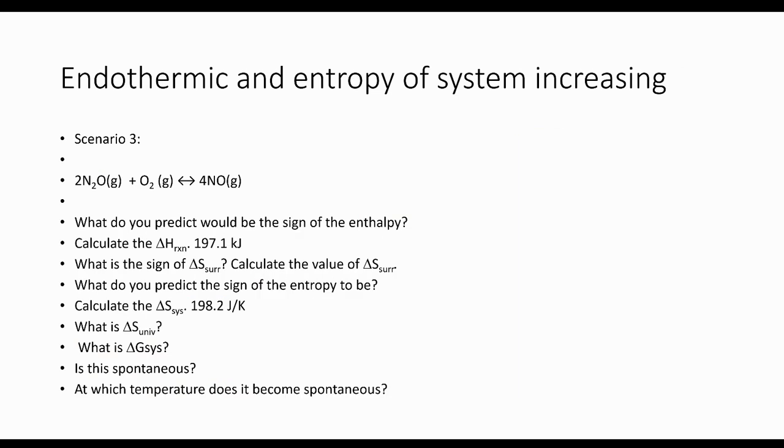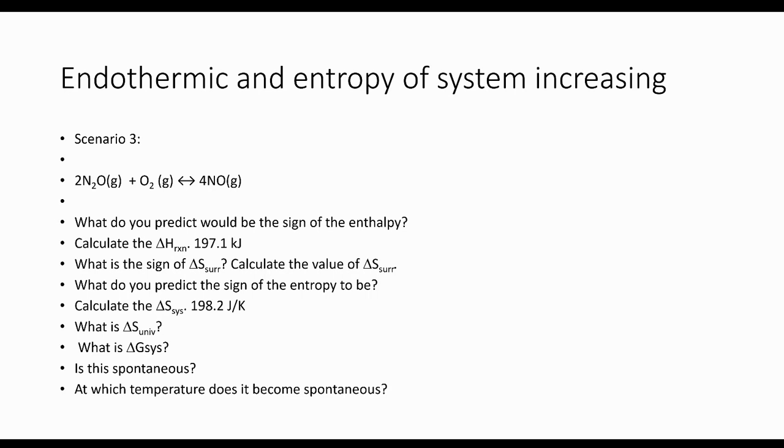Scenario 3: endothermic and entropy of the system is increasing. In this case, this is N2O plus oxygen to make 4 NO gas. Could I predict the sign? I might predict that it's exothermic because it's a combustion. It didn't prove to be true in this case, but if I ask you to predict, there'll be ones that are easier to predict.